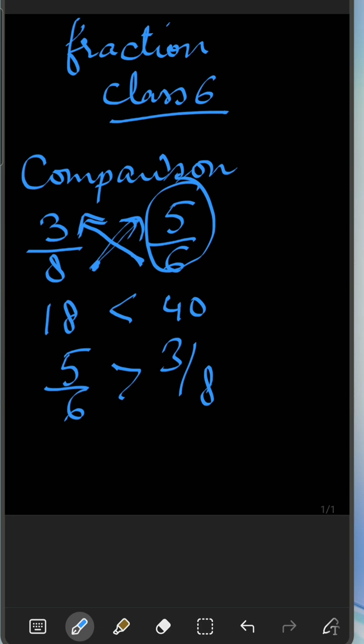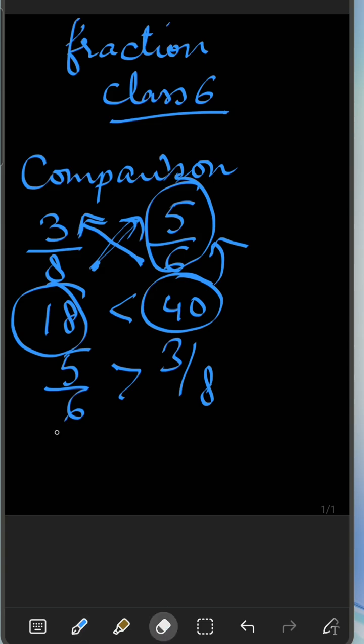So first what you have to do is cross multiply both the fractions, and whichever value you get is the highest, that fraction will be the greatest of the two. Okay, so I take another example.